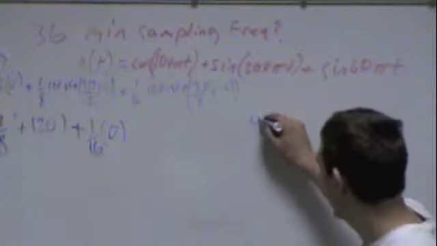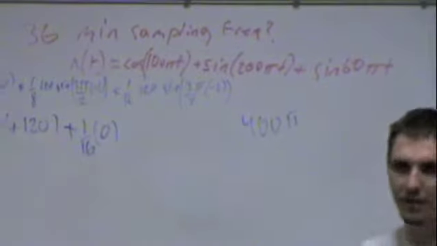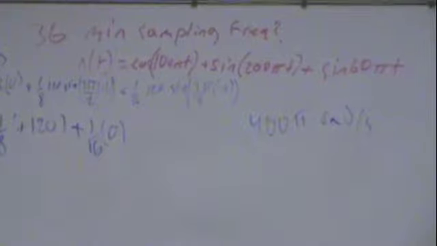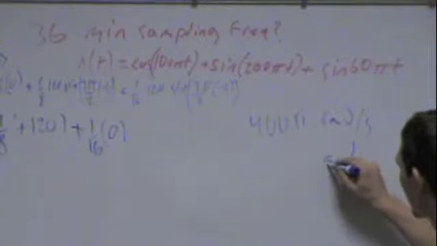It'd be 400 pi, right? Anybody else think 400 pi? It is 400 pi, except that this is radians per second. Which means we have to be very cool and convert this to hertz. So we convert this to hertz. So we take 400 pi and divide by 2 pi, and we get 200.